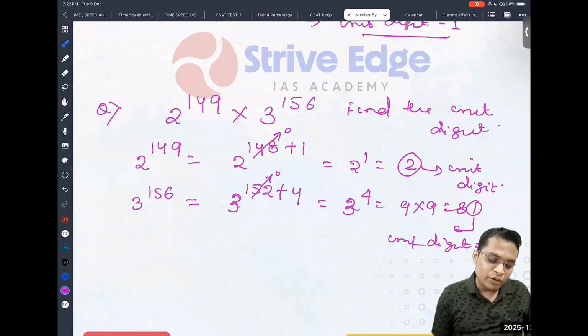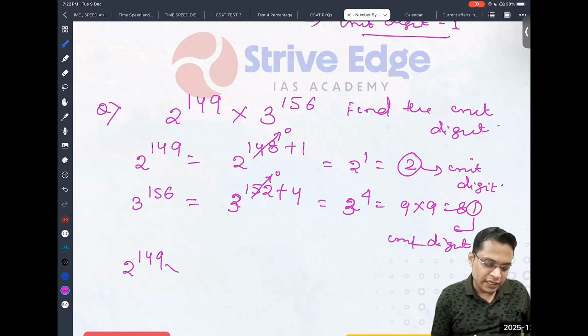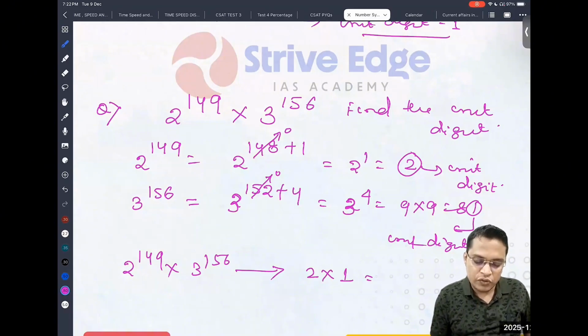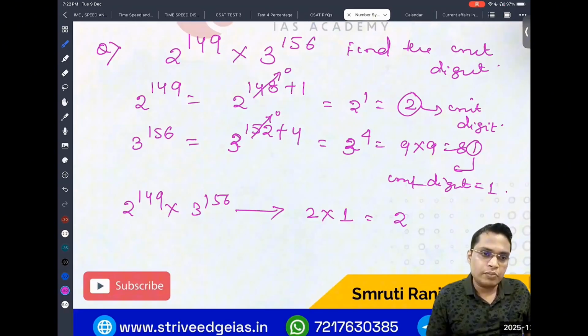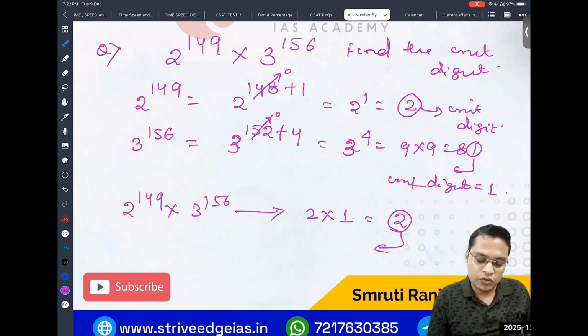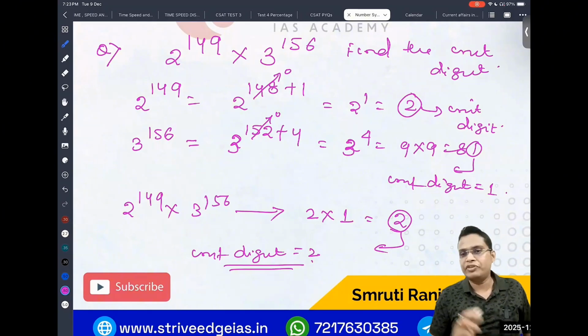And it is asking about the multiplication. So we have to multiply 2 to the power 149 into 3 to the power 156. Multiplication means the unit digit of 2 times the unit digit of 1. So the answer is 2. So this product has unit digit 2. Okay, so the unit digit is 2.